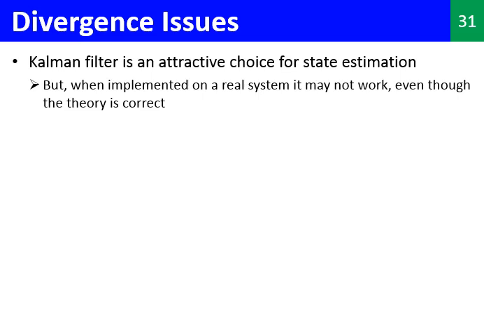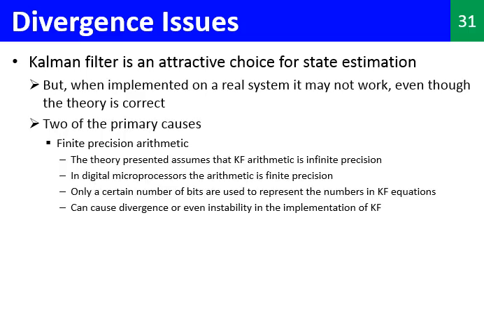From all we have seen, Kalman filter seems to be a very attractive algorithm for state estimation. But does that mean it is perfect? Well, theoretically it is perfect for linear Gaussian systems, but when we implement it on a real system, there is a possibility that it will not work as expected. And there are two main reasons for that. The first one is finite precision arithmetic. Even with a good computer, there can be situations where the filter may diverge or become unstable when implemented for certain applications.